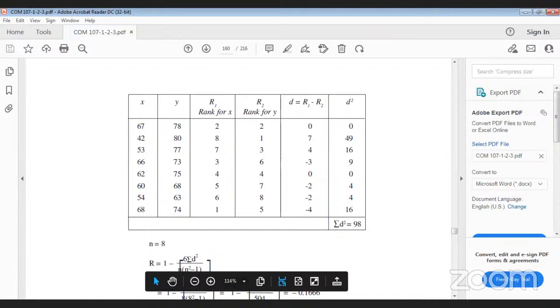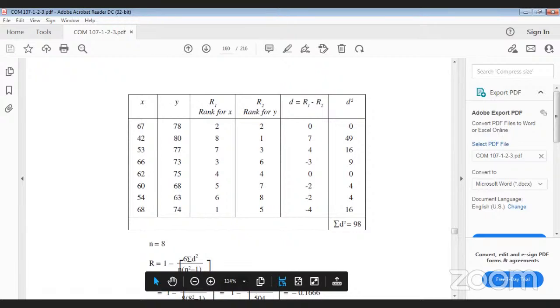2 minus 2, difference 0. 8 minus 1, difference 7. 7 minus 3, difference 4. 3 minus 6. We cannot subtract 6 from 3, but we can subtract 3 from 6, so the bigger number has a minus sign, so the answer should be minus 3. 4 minus 4, 0. 5 minus 7, minus 2. 6 minus 8, minus 2. 1 minus 5, minus 4 here.